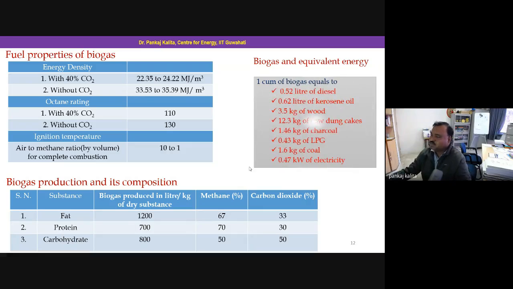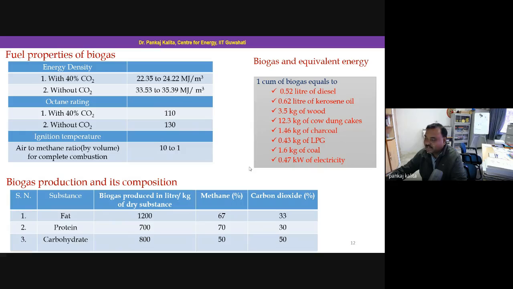Now, we must also have some idea about biogas and its equivalent energy. Say 1 cubic meter of biogas is equivalent to how much diesel? If we have to equalize it, it is about 0.52 liters of diesel, 0.62 liters of kerosene oil, 3.5 kg of wood, 12.3 kg of cow dung cake, 1.46 kg of charcoal, 0.43 kg of LPG, 1.6 kg of coal, and 0.47 kilowatt of electricity. Okay, so these help to visualize qualitatively how good biogas is.